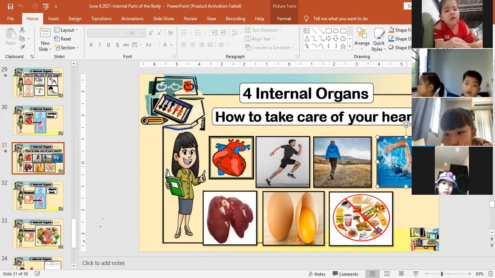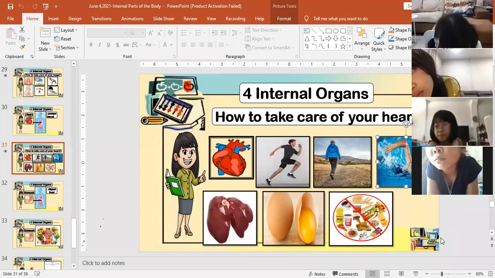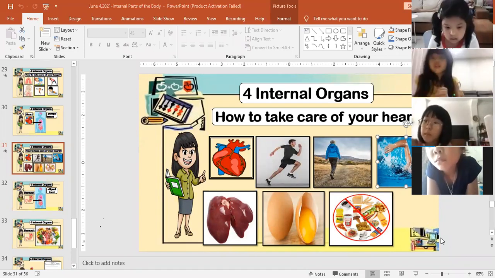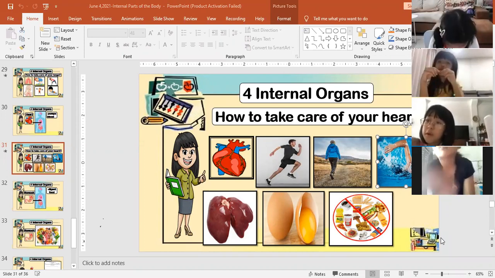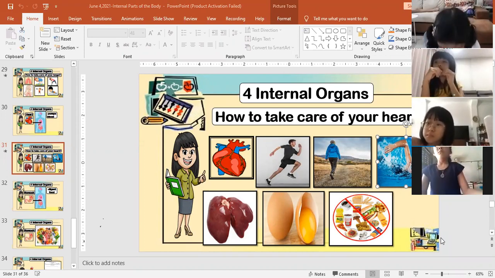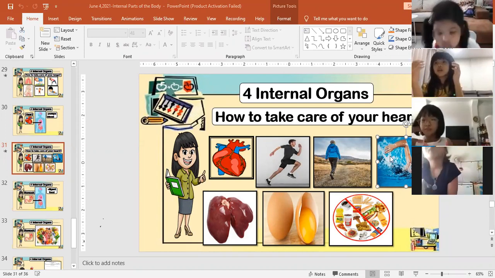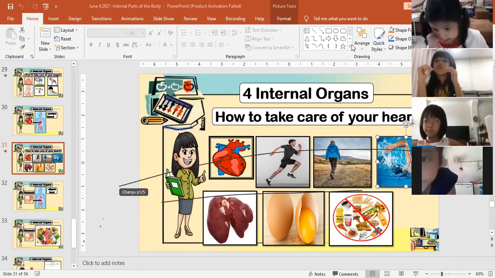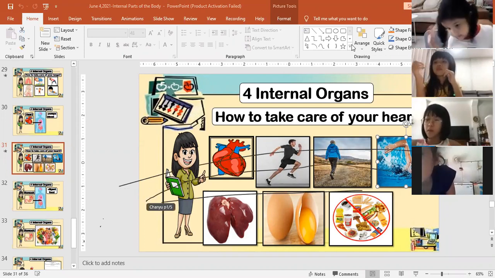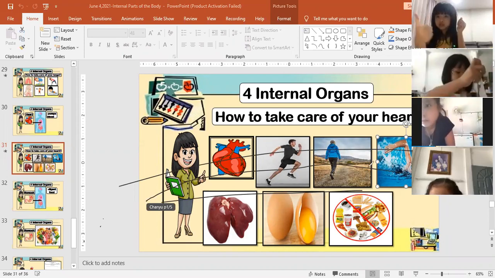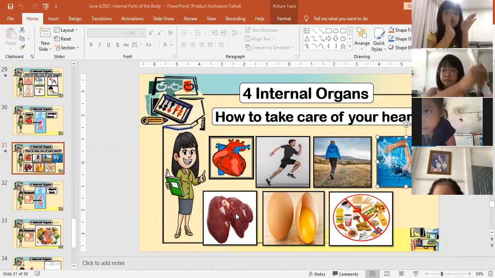What is the girl doing? The girl is, I will call Narin. Narin, what is the girl doing? Swimming, very good. The girl is swimming. How about, do you also swim? Yes. How about this one?